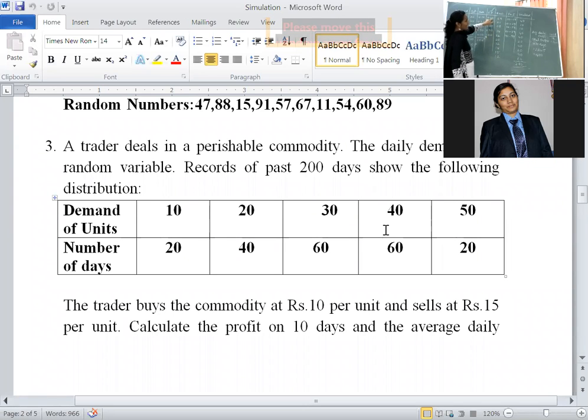Here 10 is there, and the previous number of 10 is 9. That's why we include 0 to 9. Whatever number you have excluded, you have to include in the next class. The previous number of 30 is 29, so this 10 you have to include. Like that you have to write. Whatever the random number, say 69, you have to verify where 69 lies, in between 60 to 89. The corresponding demand is 40. Like that, write down all the values.